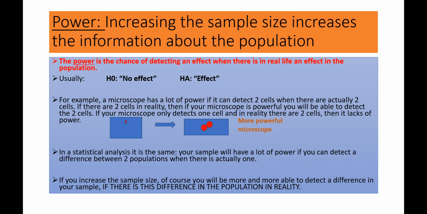So by increasing the sample size, so in the case of the microscope, increasing the zoom, let's say, you will be more and more able to detect a difference if there is such a difference in reality, okay? And it's not just detecting a difference, it's if there is a difference in reality. So please, I repeat, like 10 times this, because this is really important, because in some books, they just stop at "to detect a difference", but that's not true. It's to detect a difference if there is such an effect in the population in reality, okay?